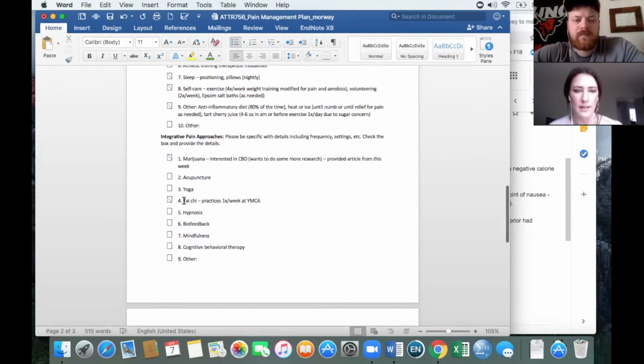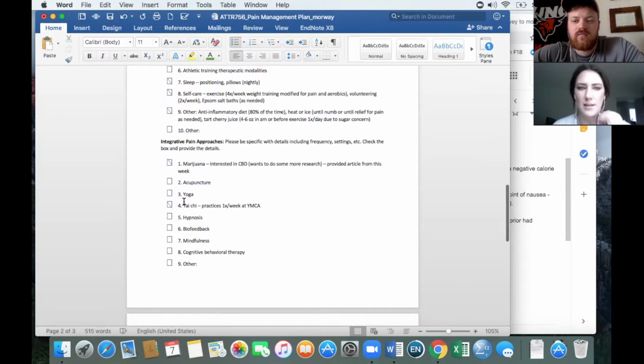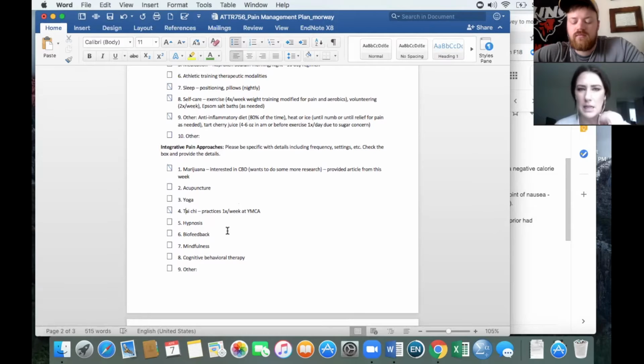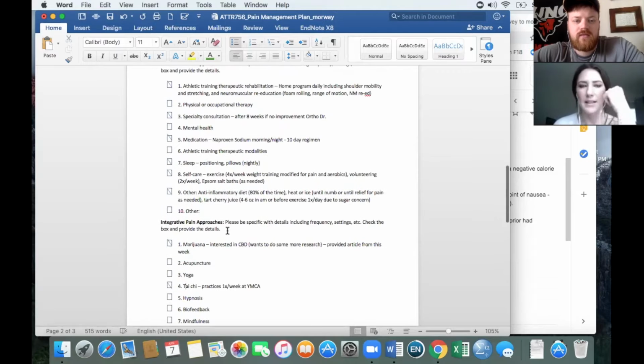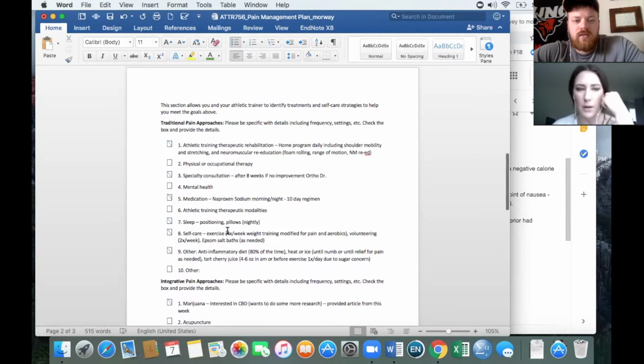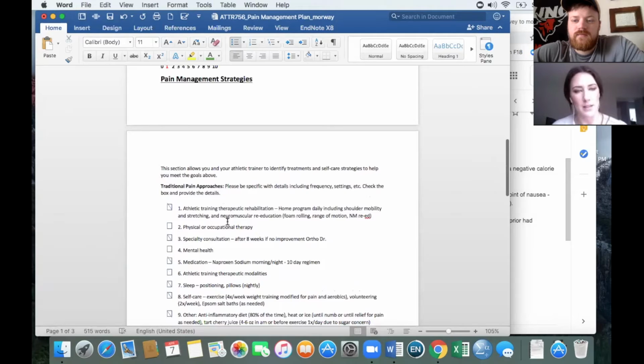And then Tai Chi, which she actually already practices once a week at the Y. That is one of the classes she does already, which I thought was really cool, because I think that deep breathing and movement is awesome for somebody nearing their 60s to get into that practice a little bit more. So that's the plan that we went over this week with her.